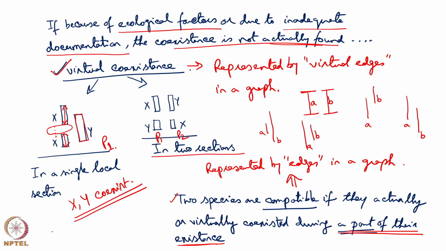What is the time or common domain? This is the common domain, here this is the common domain, and here that is the common domain. So, we say that two species, or instead of species we can call them taxa, two taxa are compatible if they actually or virtually coexisted during a part of their existence.